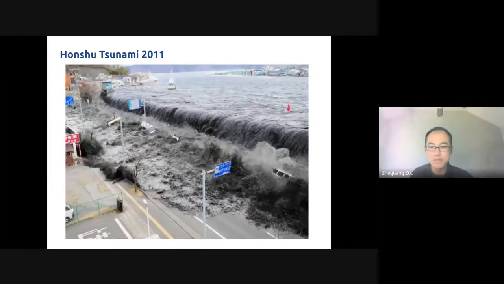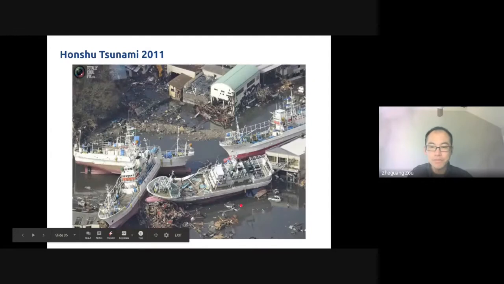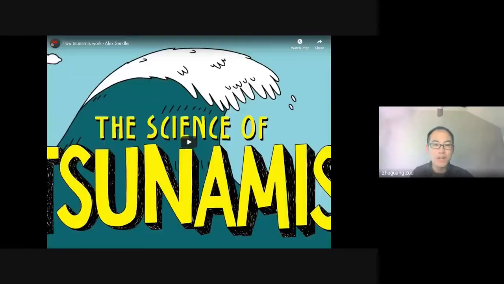Yeah, this water just gets over this pump here and comes to destroy everything. So pretty scary. The same here, the ships, even though these are kind of bigger ships, but still they are carried away by the tsunami. I have found a very good TED-Ed talk about the tsunami, so I'm going to play that.